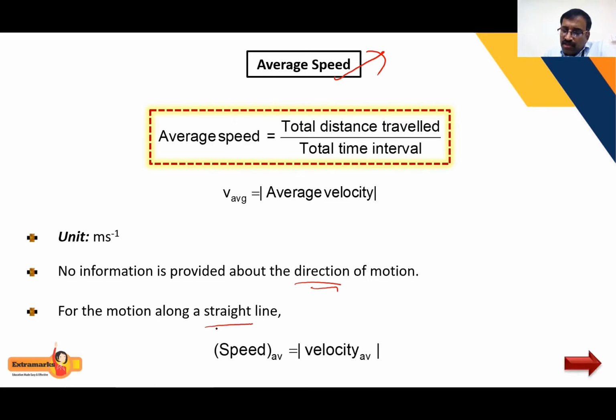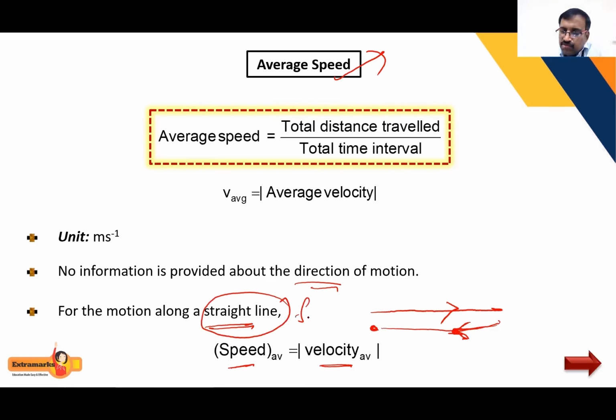For motion along a straight line, average speed is equal to average velocity. But take care when it is moving only in the forward direction, because when it is coming back, there is a turning point. When it is coming back, displacement will vary. Still it is moving on a straight line only. So average velocity, maybe when it comes back here, displacement will become 0 obviously. Then velocity also becomes 0. So this is valid only in straight line motion, and when it is moving only forward, with no turning point, it should not turn back.